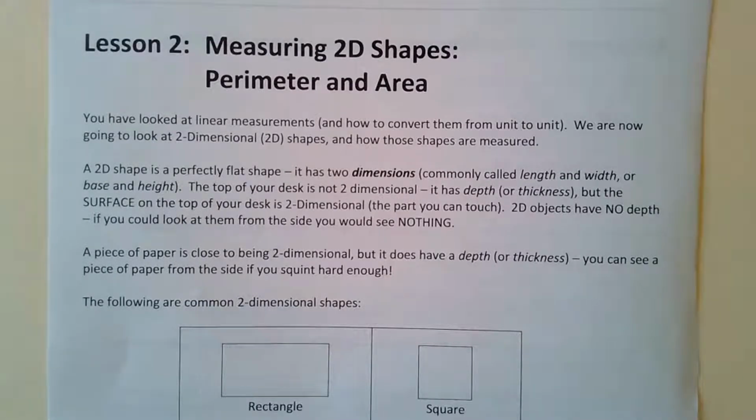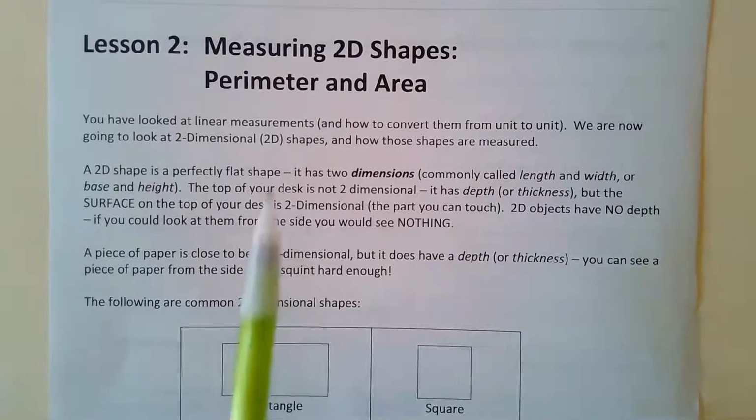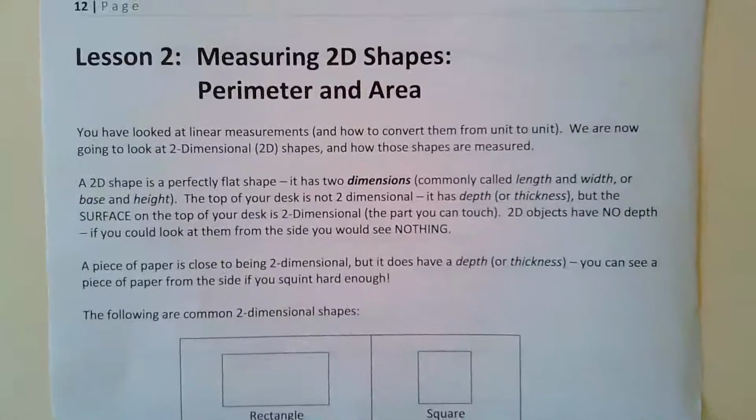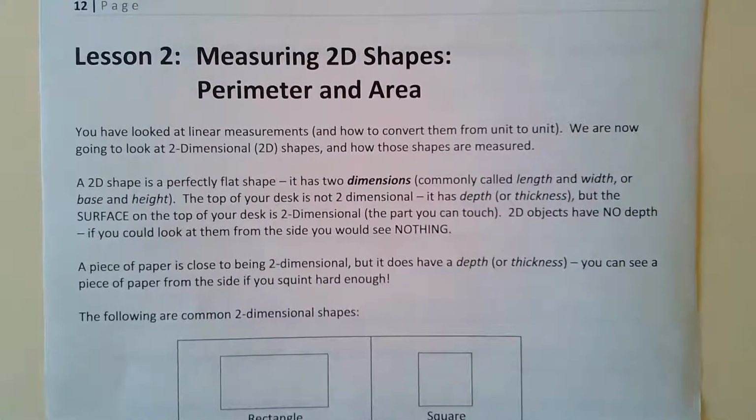We are on to lesson 2, measuring 2D shapes, perimeter and area. Our goal today is to determine the perimeter and area of 2D shapes. In the previous lesson, we looked at linear measurement and how we convert one unit to another.